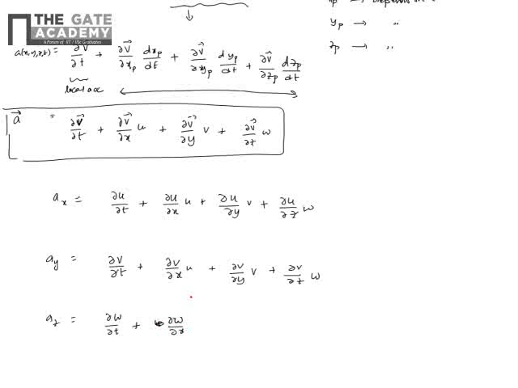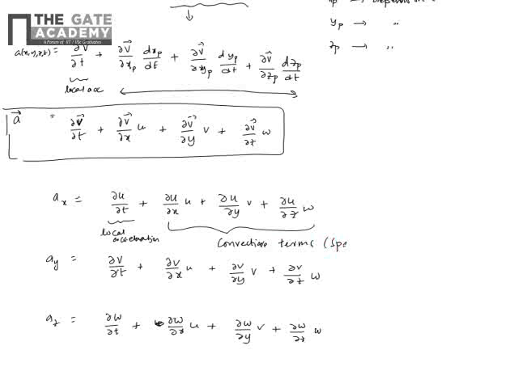dou w by dou x into u plus dou w by dou y into v plus dou w by dou z into w. So these terms are called the local acceleration, or the temporal terms, which depend only on time, and these are terms which come from the spatial variation of the velocities. These are called convective terms, or the spatial acceleration terms, the spatial component of the acceleration.